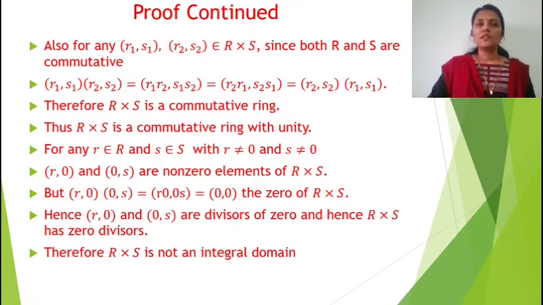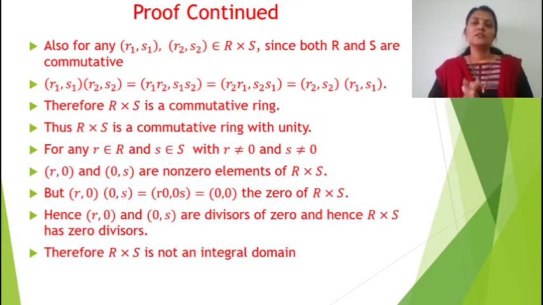So we have shown that it is a commutative ring with unity. Now again, we have to show that it is without 0 divisors to prove that it is an integral domain. But here, (r, 0) and (0, s) are the divisors of 0. So R cross S is not an integral domain.